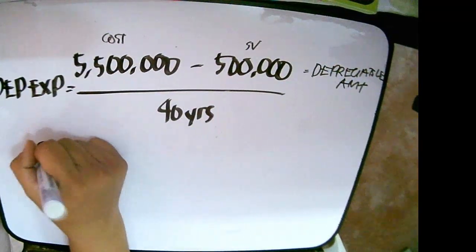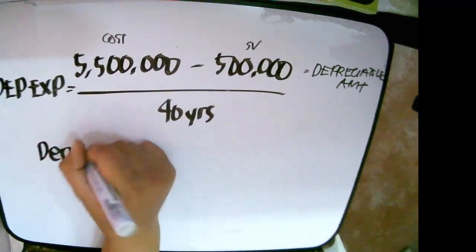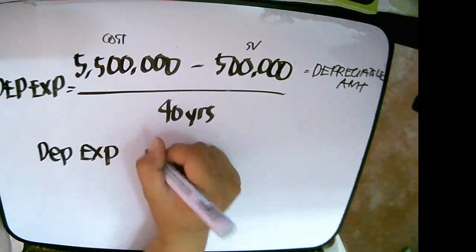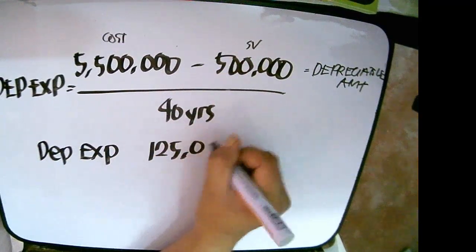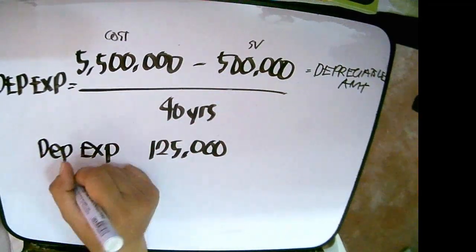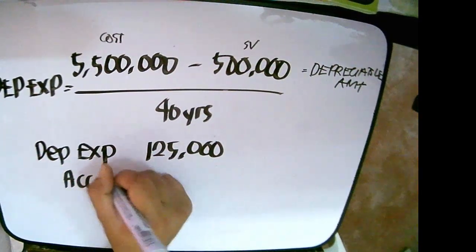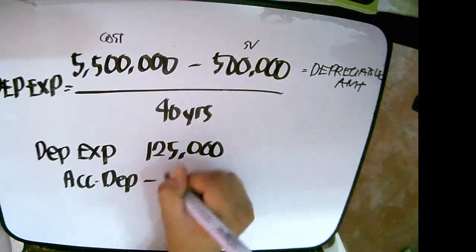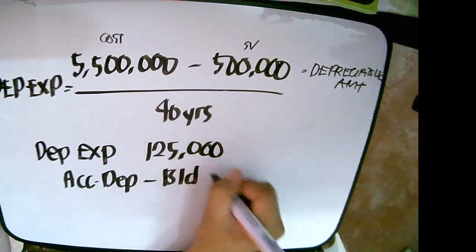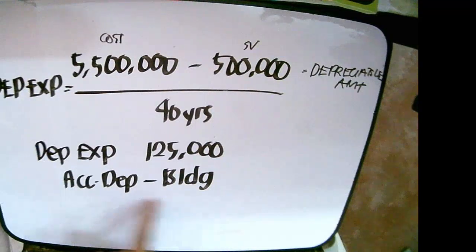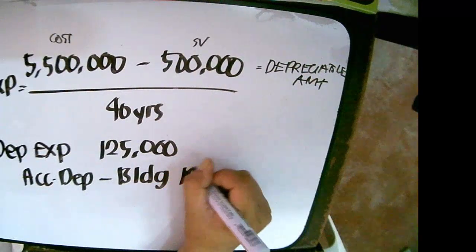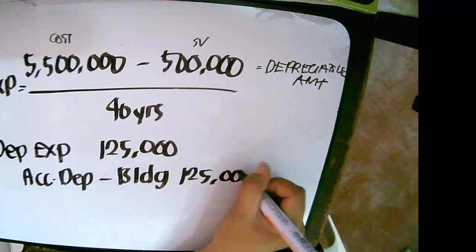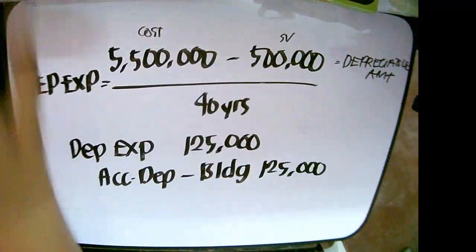125,000. So, entry natin, debit tayo ng depreciation expense of 125,000. And then, credit tayo ng accumulated depreciation dash, huwag kalimutan yung apelido ng ating accumulated depreciation dash building in the amount of 125,000 pesos.